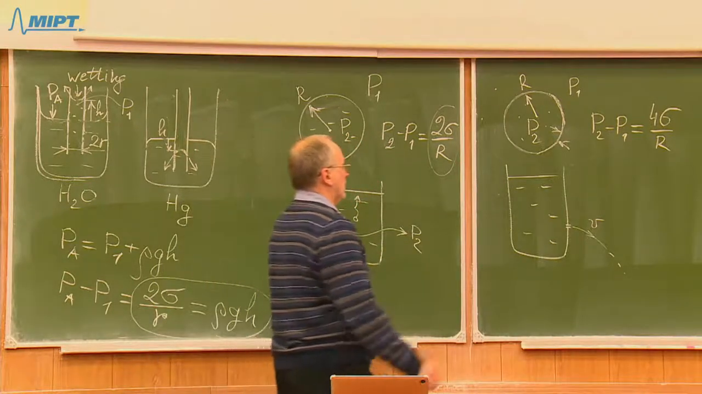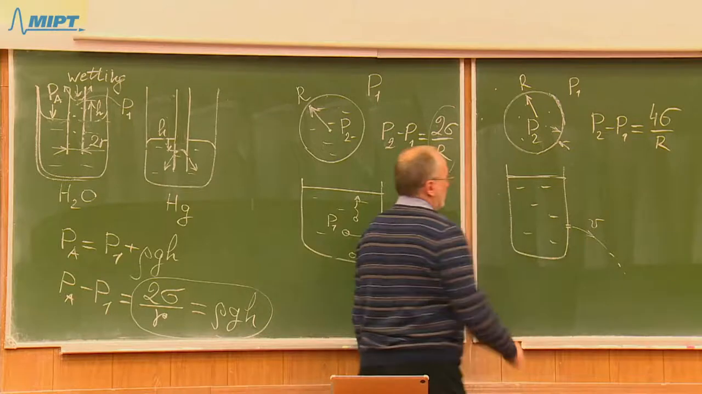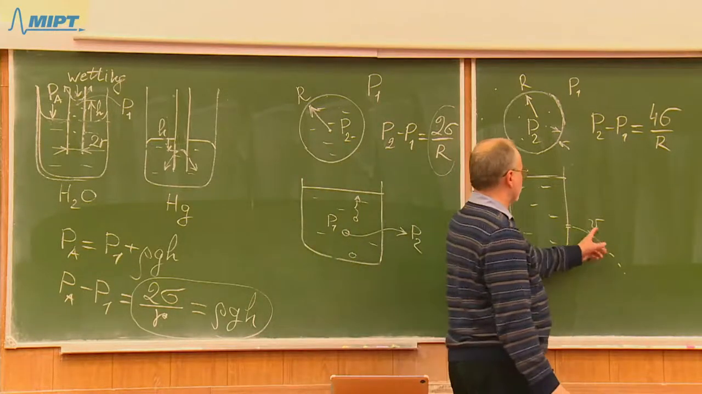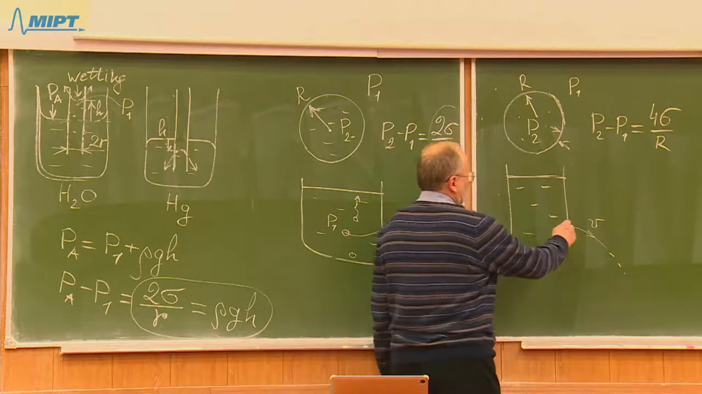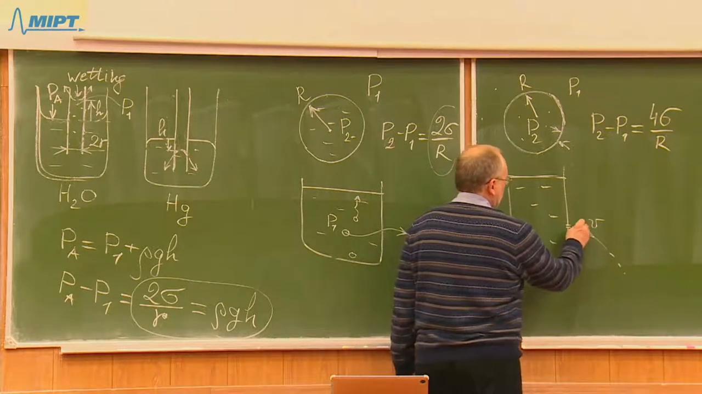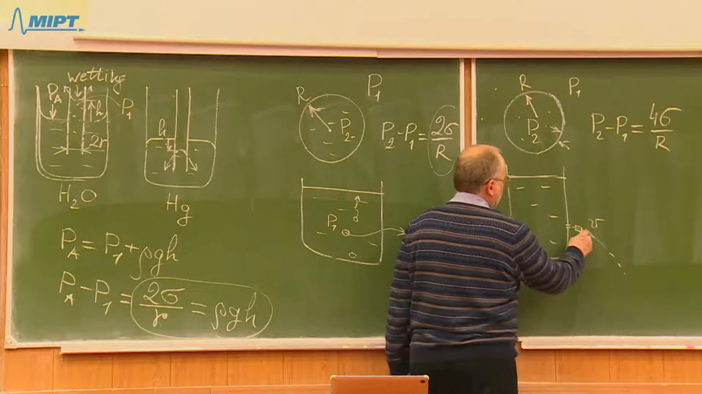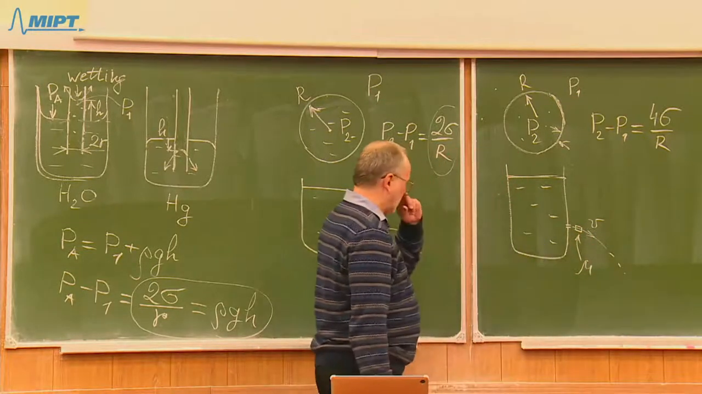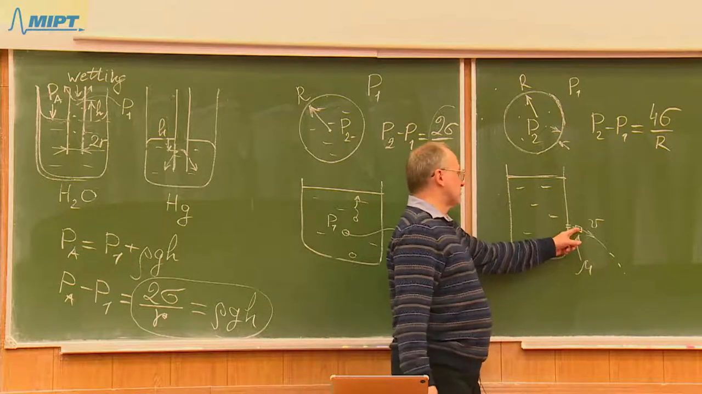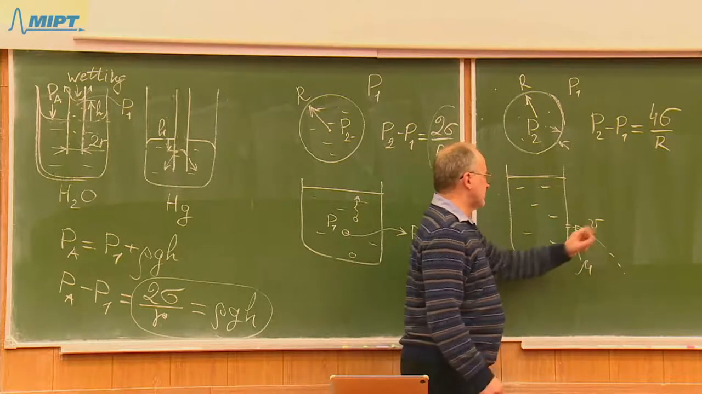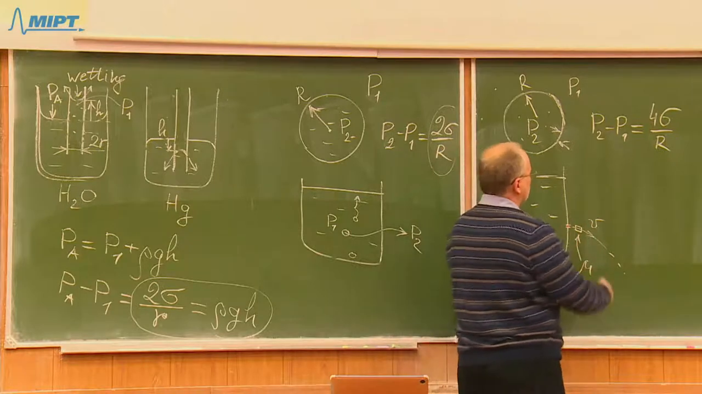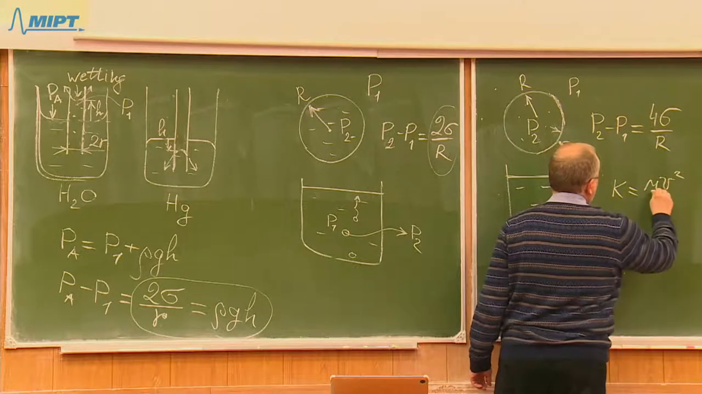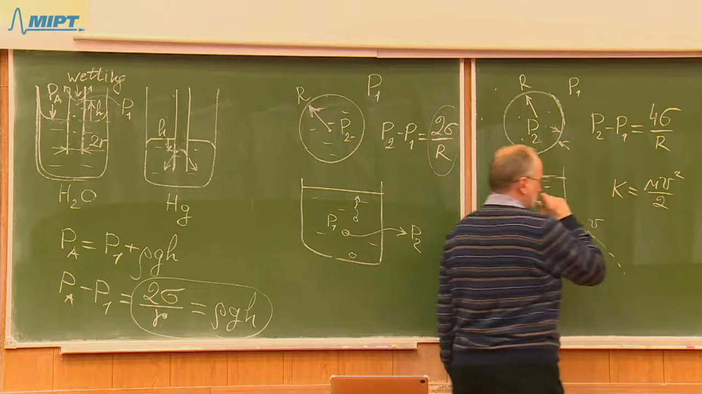Is there any way to find this velocity? Certainly. Let us imagine a small volume of liquid which has mass mu. So if this small volume, a droplet of liquid, goes out with velocity v, then this volume of liquid will have a kinetic energy given by a well-known formula, mu v squared over 2.